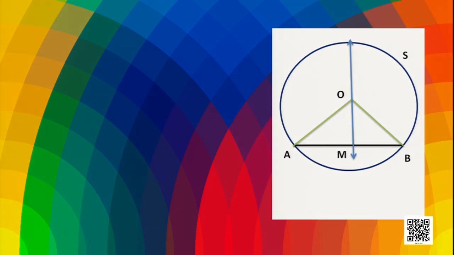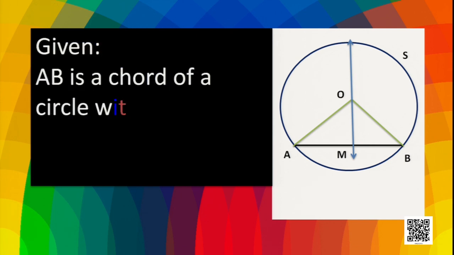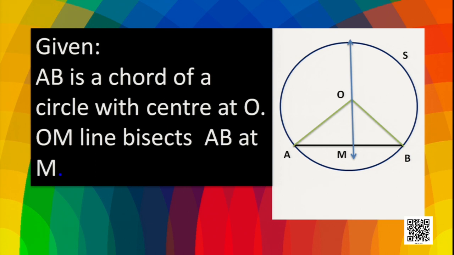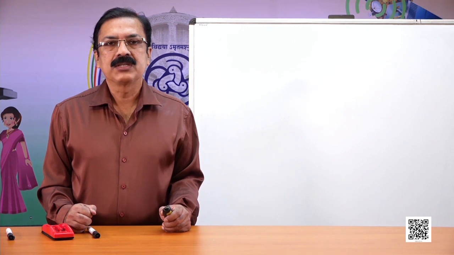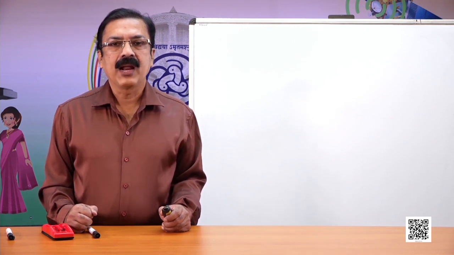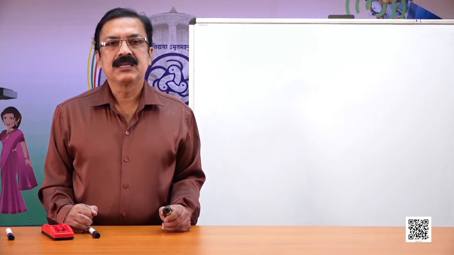So we can write that AB is a chord of a circle with center at O. Line OM bisects AB at M. Then what to prove? We have to prove that angles OMA and OMB are 90 degrees. That means OM is perpendicular to AB. To show that these two are perpendicular, these two angles must be equal, as they are a linear pair. So we have to prove the congruency of two triangles, that is triangle OAM and triangle OMB. So let's see the proof.